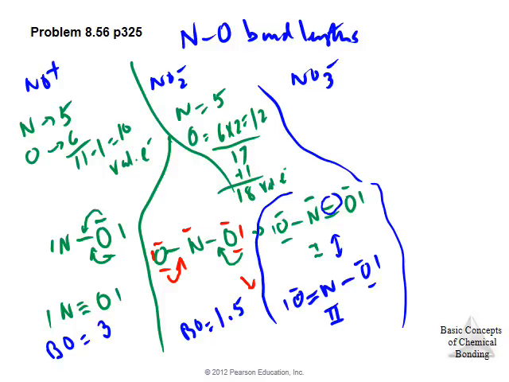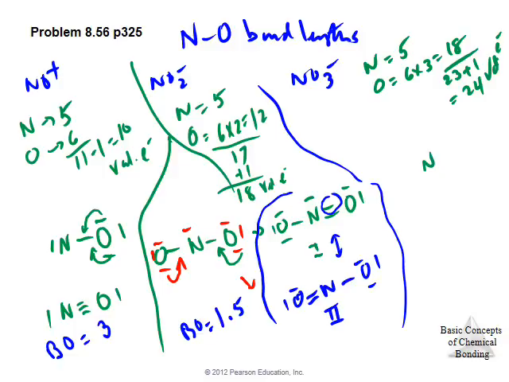Let's now work on NO3 minus. Valence electrons for nitrogen is 5. Each oxygen is 6, and we have 3 of them, 18. That's 23. Now there is an additional electron because NO3 is minus 1. So altogether, we must account for 24 valence electrons. Now the central atom is nitrogen and the outer atoms are oxygen. So nitrogen, oxygen, oxygen, oxygen.